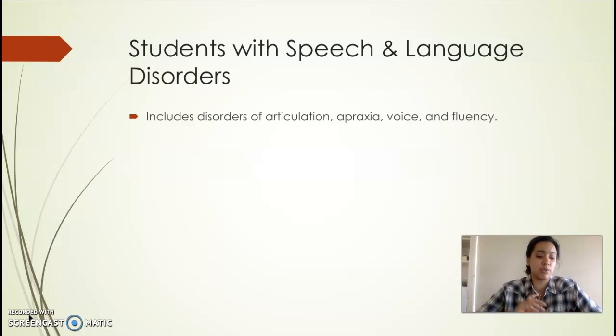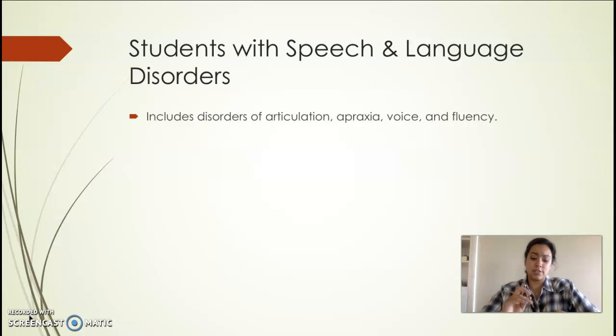And distortions are when there are modifications to the sound. An example of this can be a lisp, so that CH, SH, S, and Z sounds are distorted a little bit. Apraxia is a motor speech disorder that affects the way a student plans to produce speech. They have difficulty positioning the articulators and sequencing the words and sounds. And this could be acquired as a result of trauma, for example, a stroke, a tumor, or a head injury.